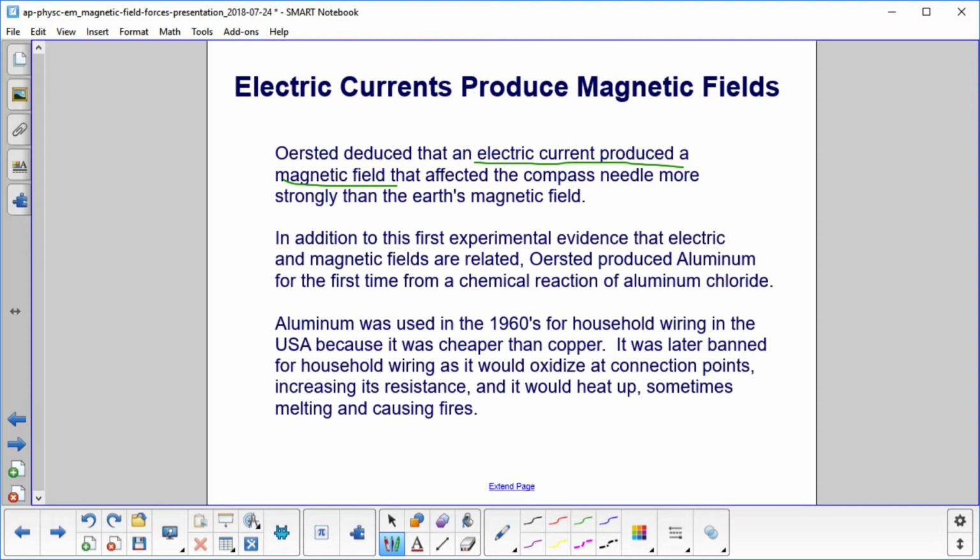In addition to this first experimental evidence that electric and magnetic fields are related, which frankly is good enough, Ørsted also produced aluminum for the first time from a chemical reaction of aluminum chloride. Aluminum was actually used in the 1960s for household wiring in the US because why? It was cheaper than copper. It was later banned for household wiring as it would oxidize the connection points, which would increase its resistance, and it would heat up, sometimes melting and causing fires.